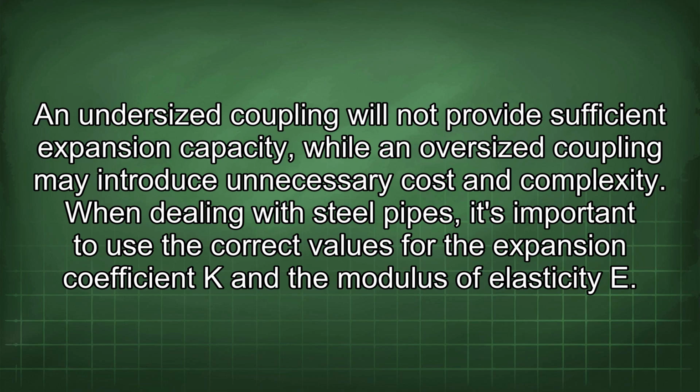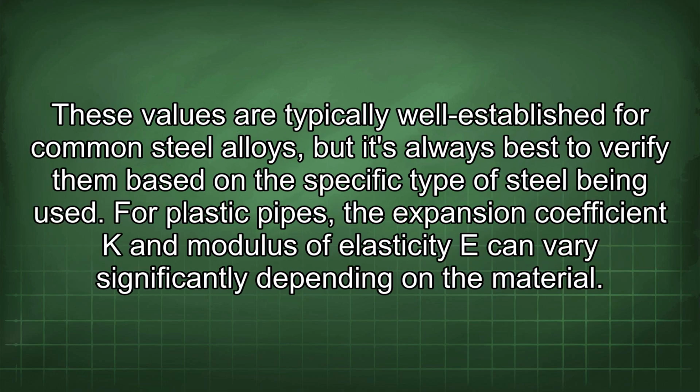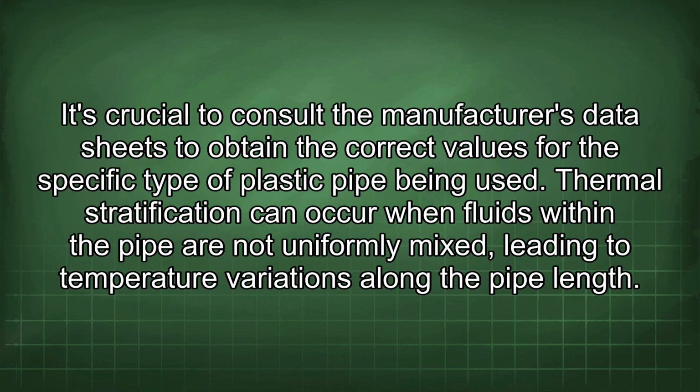When dealing with steel pipes, it's important to use the correct values for the expansion coefficient k and the modulus of elasticity e. These values are typically well established for common steel alloys, but it's always best to verify them based on the specific type of steel being used. For plastic pipes, the expansion coefficient k and modulus of elasticity e can vary significantly depending on the material. It's crucial to consult the manufacturer's data sheets to obtain the correct values for the specific type of plastic pipe being used.